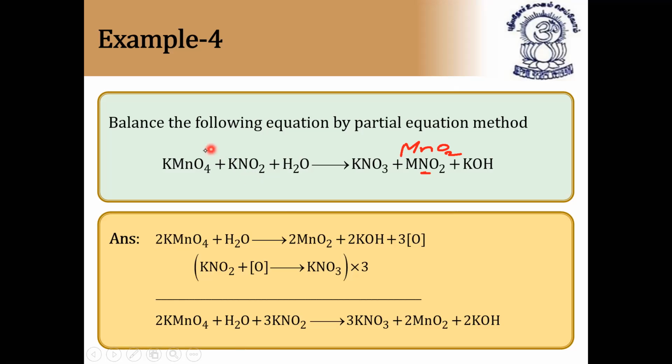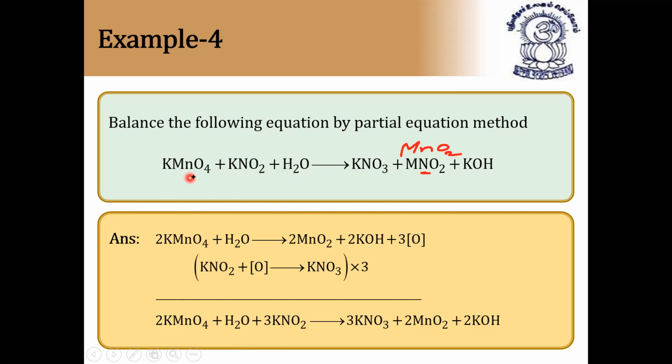So balancing the following equation by partial equation method is very, very important. This is the last concept in this chapter, so we are going to discuss it. Potassium permanganate combines with potassium nitrite and water, that is neutral medium. In neutral medium, we already know potassium permanganate releases 3 nascent oxygens. How many oxygens? 3 nascent oxygens.